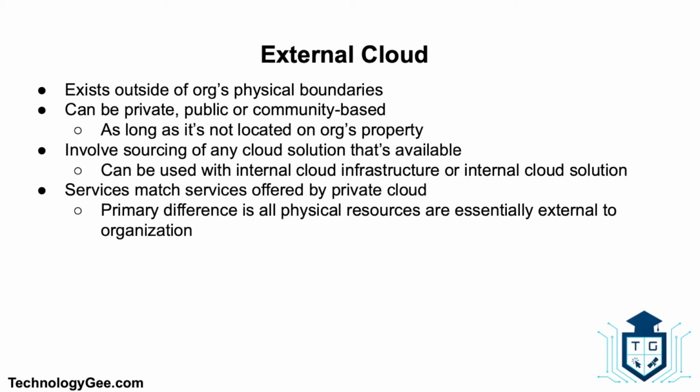Then we have an external cloud, and this is a cloud solution that exists outside of an organization's physical boundaries. It can be private, public, or community-based as long as it is not located on an organization's property. An external cloud would involve the sourcing of any cloud solution that's available and can be used along with an internal cloud infrastructure or an internal cloud solution for any business need. The services delivered through this kind of setup match the services offered by a private cloud. However, the primary difference is that all physical resources are essentially external to the organization.